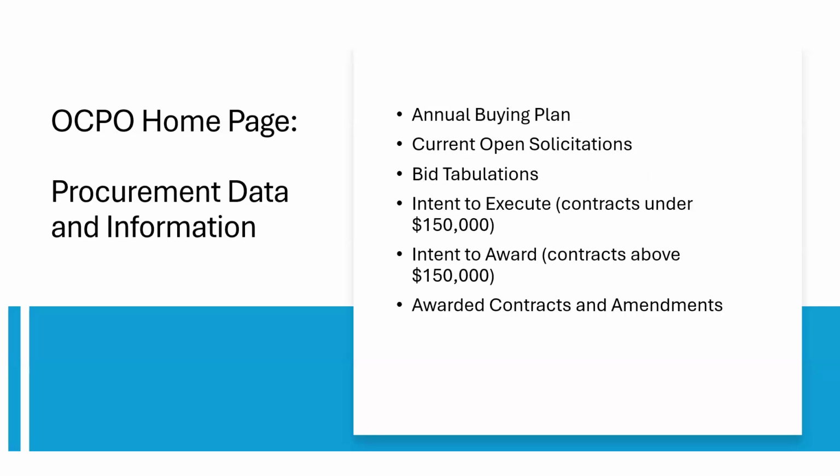So within the home page, on the right-hand side of our page, there is a section called Quick Links. And this is where you will find procurement data and information. When you click on that link on the side of our homepage, this is where you will get details on the buying plan, opportunities for solicitations, bid tabulations, our intent to execute, and the intent to award site. And I will go through what those are throughout the presentation. And also, this is where you will find the link to our awarded contracts and amendments, the open data page for those as well.